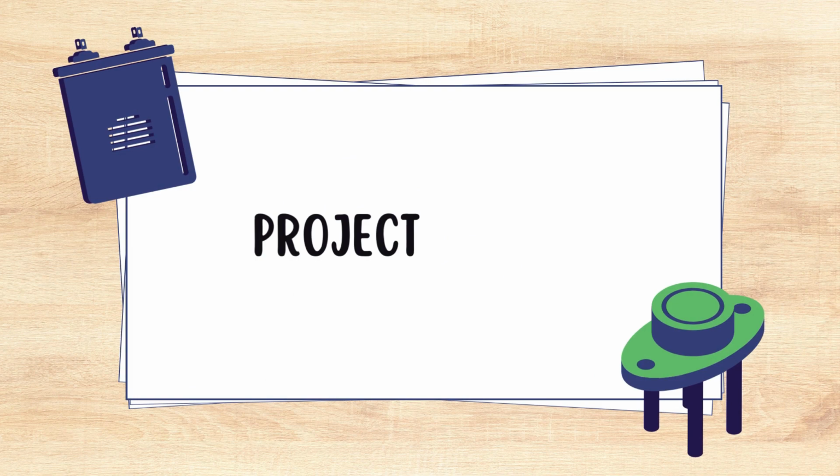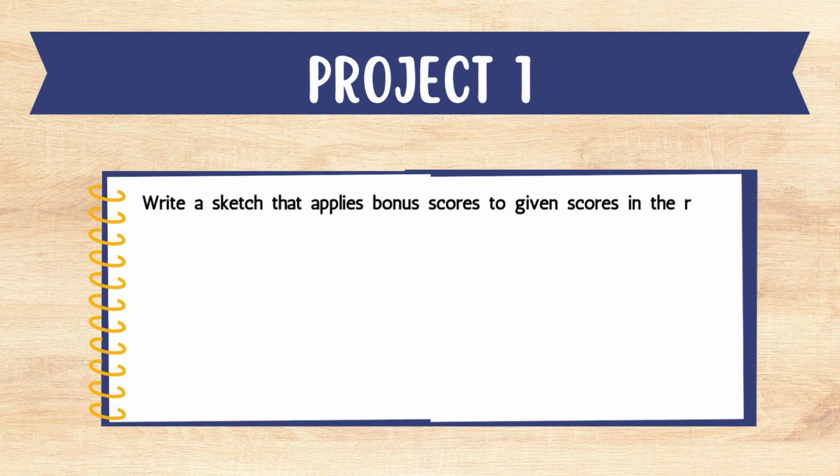Now, let's put everything we've learned into practice with a simple project. Here are some sample projects. Project 1. Write a sketch that applies bonus scores to given scores in the range 1 to 9. The program reads a digit as an input.